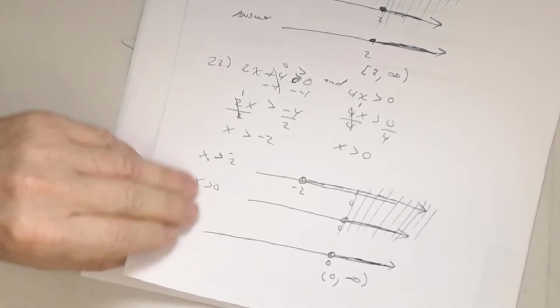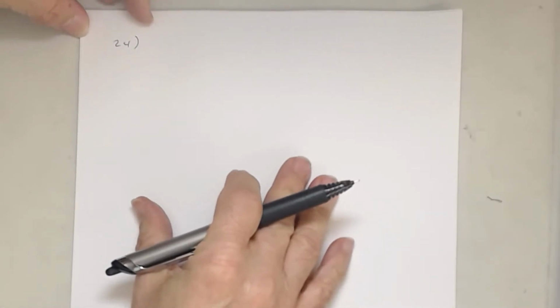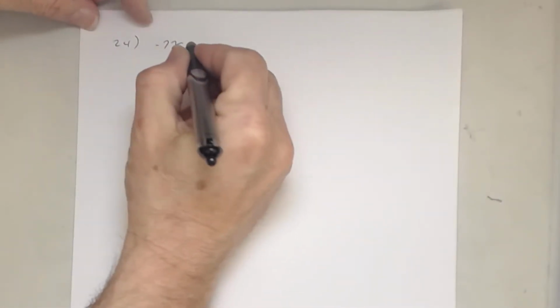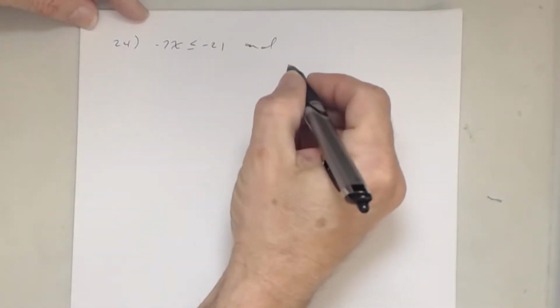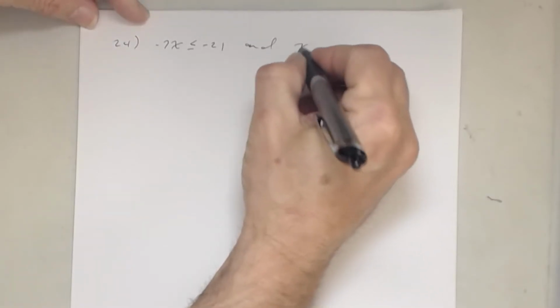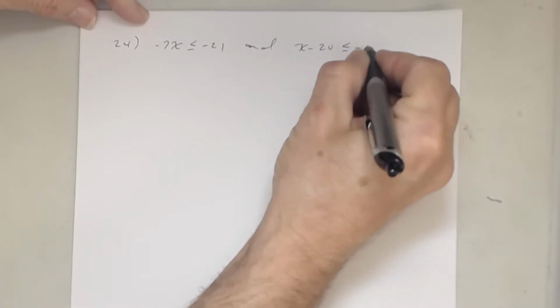All right, let's look at 24. So remember, in inequalities, you look for where they intersect. And notice that you need to do the two graphs individually to see where they intersect. All right, 24. You have negative 7x is less than or equal to negative 21, and x minus 20 is less than or equal to negative 15.